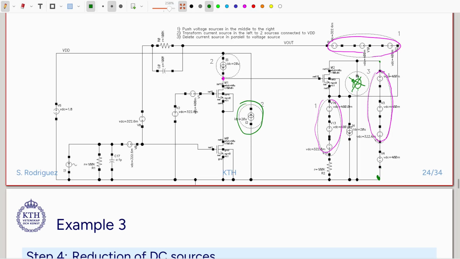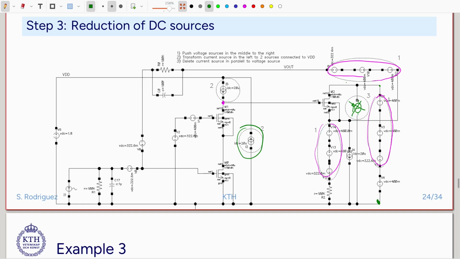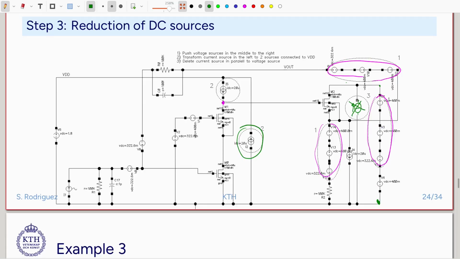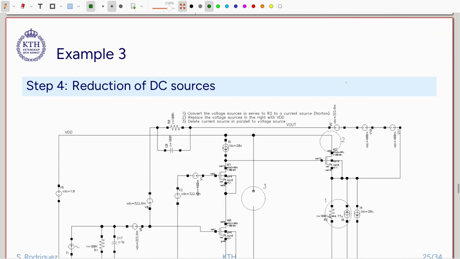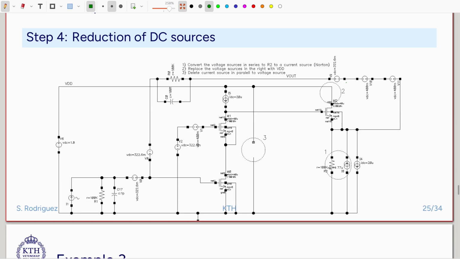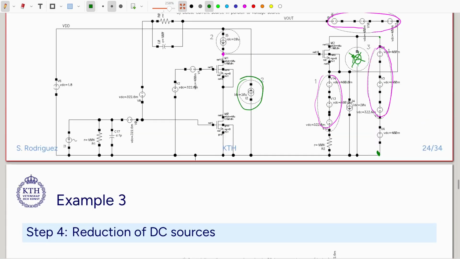So then I have to test it now to make sure that I didn't delete something by mistake, I didn't do a wrong assumption, and I continue with the next step. So I continue reducing. So I have the following. I have the following equivalent circuit here.